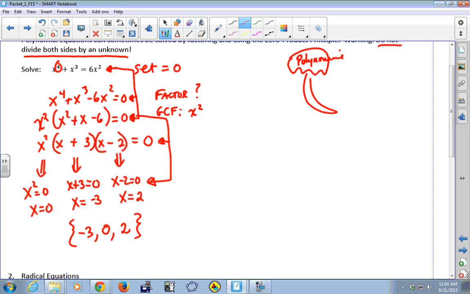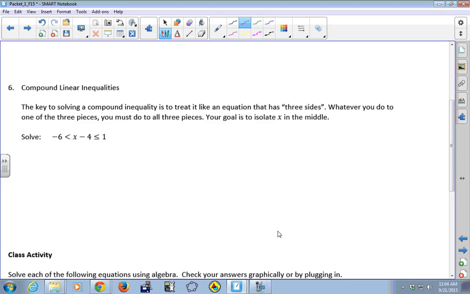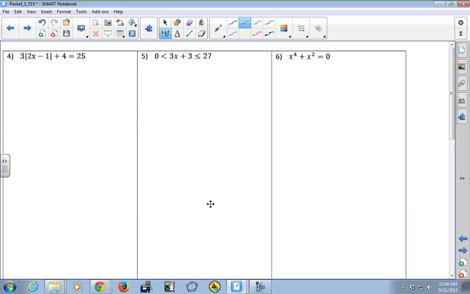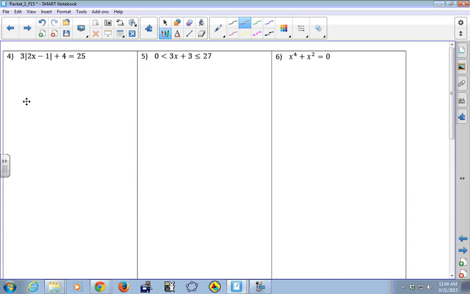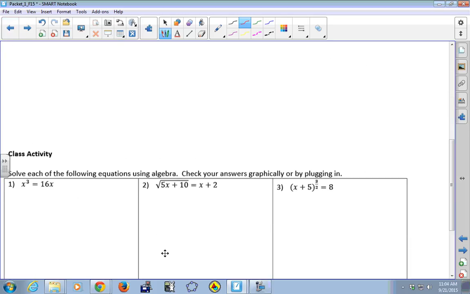Any questions on that? Okay, so let's take a look at our exercises real quick. We've got a bunch of equations starting here. Can we identify the polynomial equations in exercises 1 through 9? Are there any polynomial equations from 1 through 9?